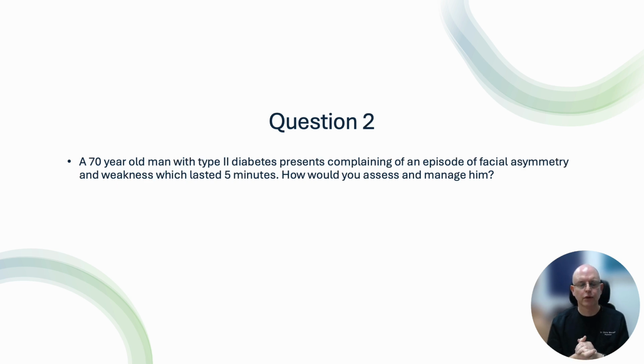Question 2 is a patient who is 70, has type 2 diabetes and an episode of facial asymmetry and weakness which lasts for 5 minutes. Right, so what is the issue here? The issue here is TIA and stroke.